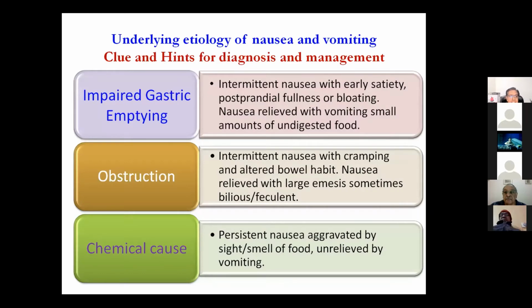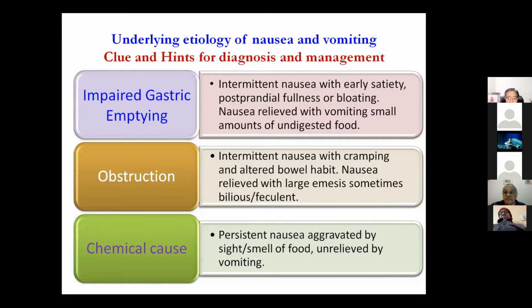Now, when we are assessing, even the symptoms will give us the broad domains that I mentioned earlier about the underlying etiology of the nausea and vomiting. If a patient says that they have intermittent nausea with early satiety, postprandial fullness or bloating, nausea relieved with vomiting, small amounts of undigested food, this means there is some problem with the abdomen, with the GI tract. If patients have intermittent nausea with cramping and altered bowel habit, and nausea with large-volume emesis, sometimes even bilious or feculent, this indicates there is some obstruction in the GI tract.